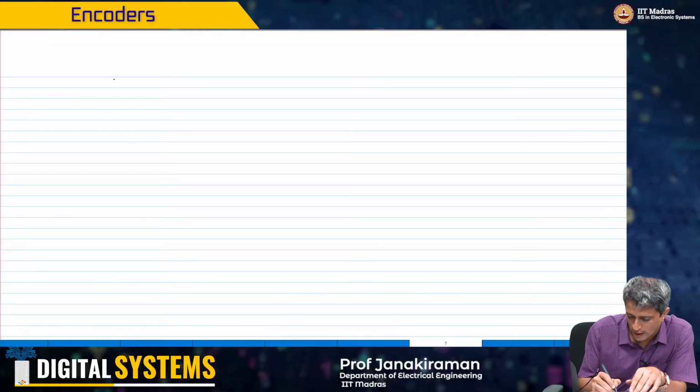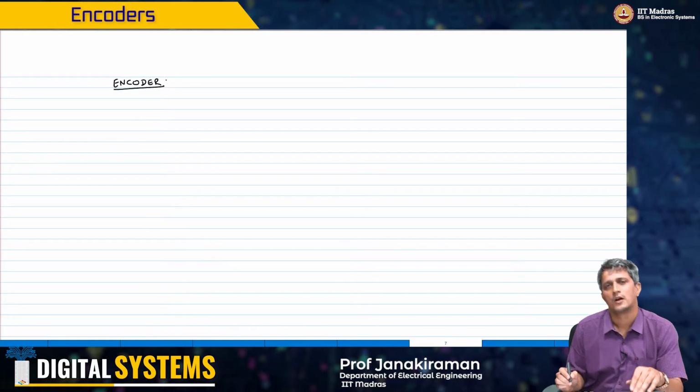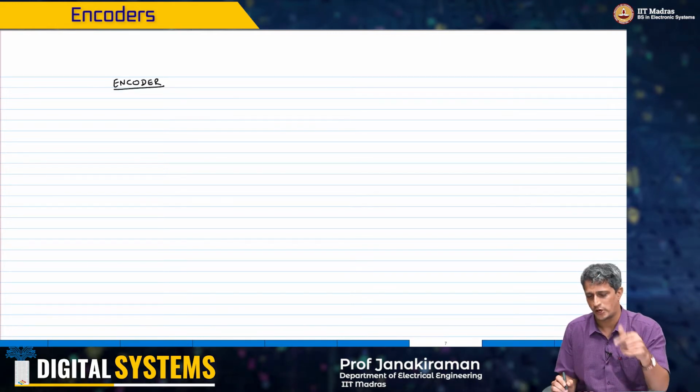So now the question really is, we looked at the idea of a decoder, right? But what about the idea of an encoder? Okay, let's look at the idea of an encoder. An encoder is the opposite of a decoder, right?